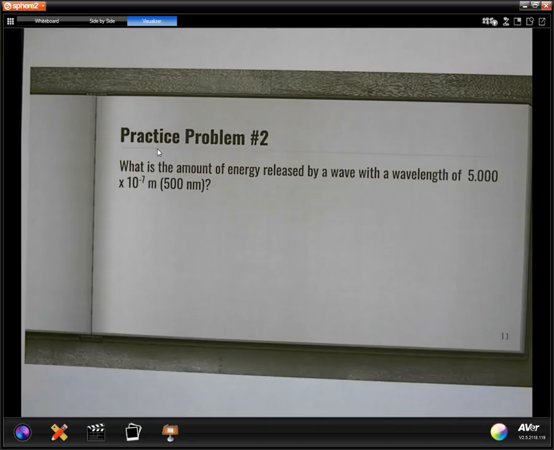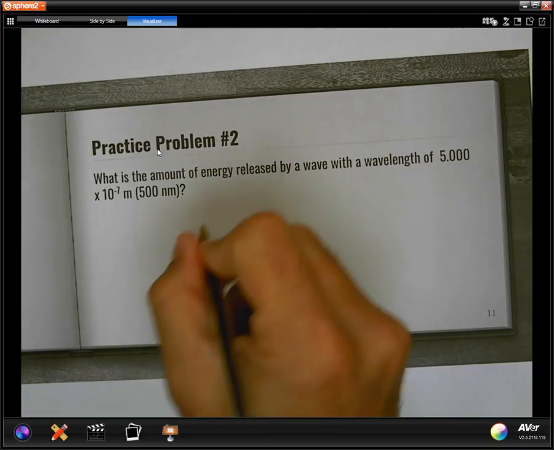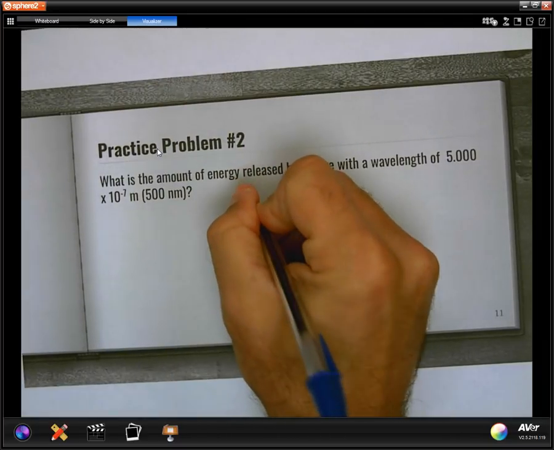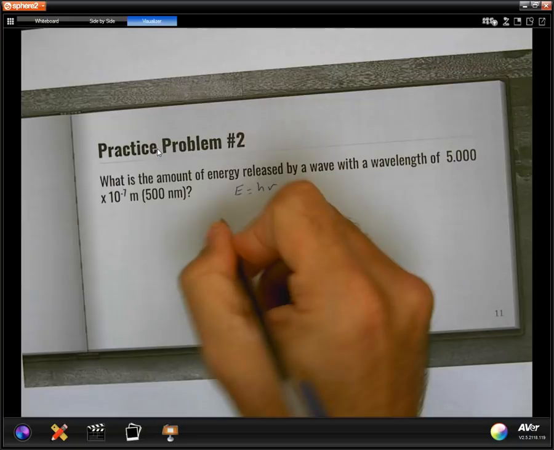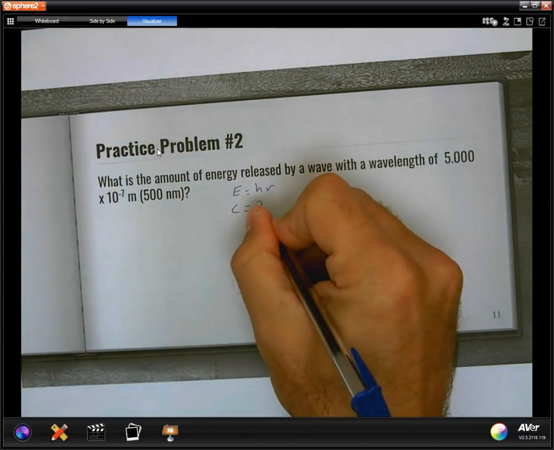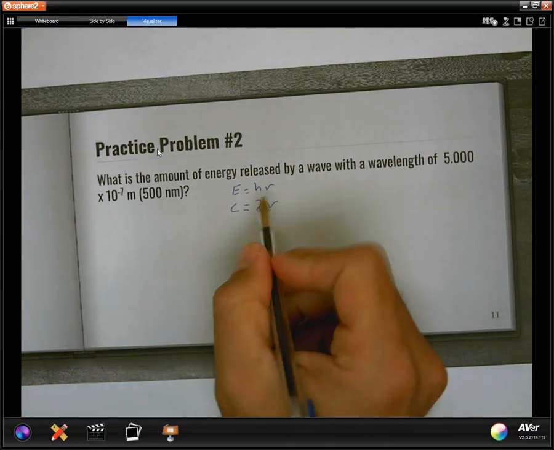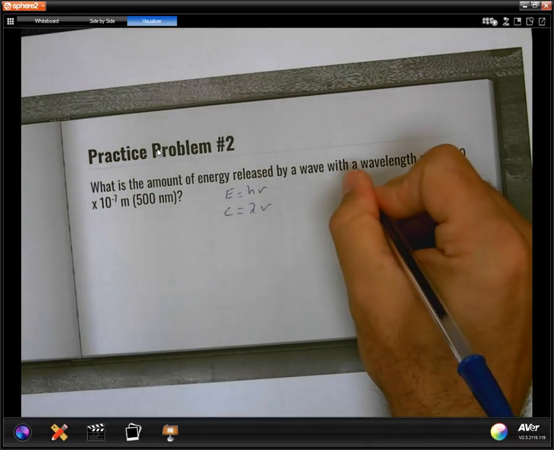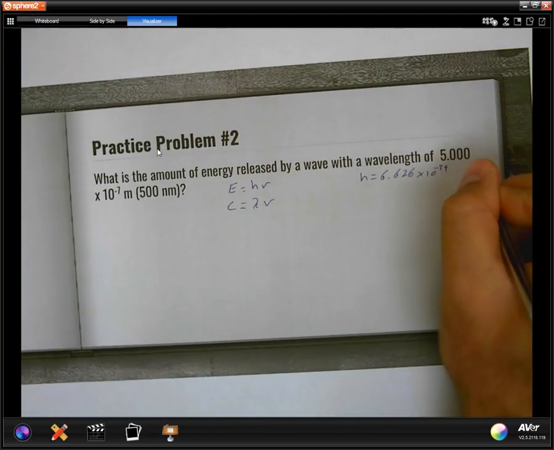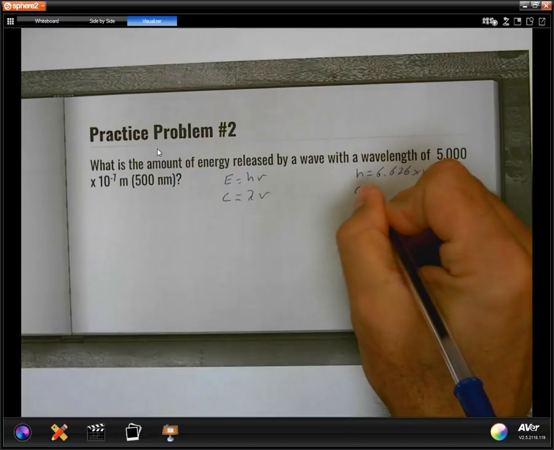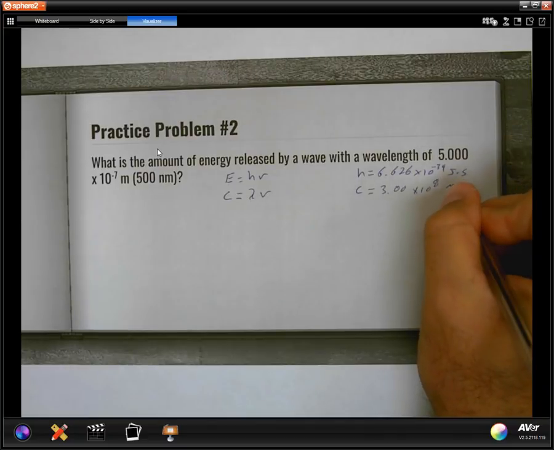So let's see how this problem would work. If I was to answer this question, I need to know a few things already. First, you need to memorize these two equations. Energy is Planck's constant times frequency. We also need to memorize that the speed of light equals lambda times nu, which again, this is wavelength and this is frequency. So as I read a problem like this, I already have this in my mind. I already know that Planck's constant is 6.626 times 10 to the negative 34. These are things that I just need to know. I need to have these memorized. And we know the speed of light is 3.00 times 10 to the 8 meters per second.